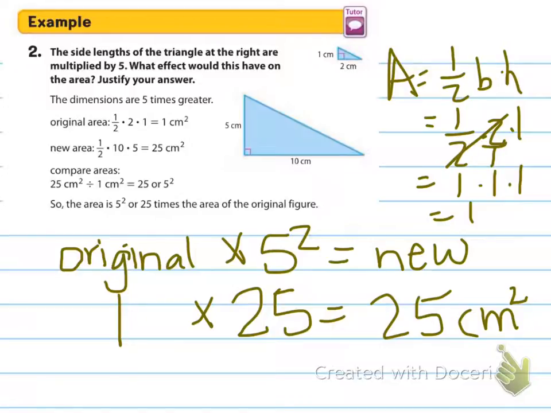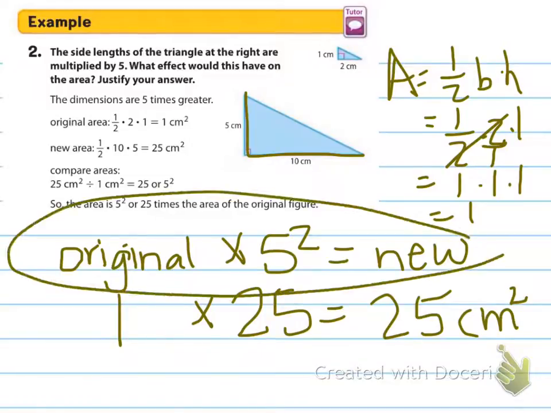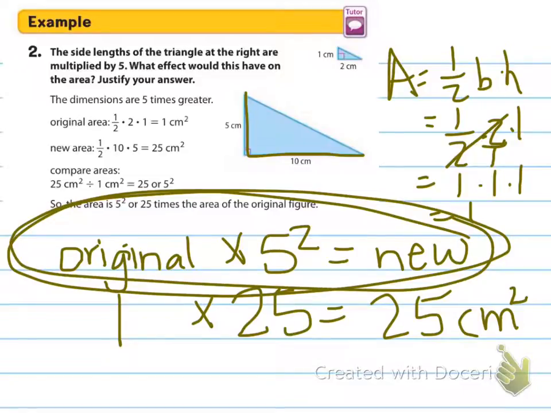And if you look over here, we've got our base times height, then divided by 2, it is 25 square centimeters. So remember, this is what we're looking at right here: the original times however much we're multiplying by, and then we get the new. And if I want to work backwards, I take the new divided by the original, and that's 25, and what two numbers multiplied together that are the same make 25? That's going to be 5 squared.